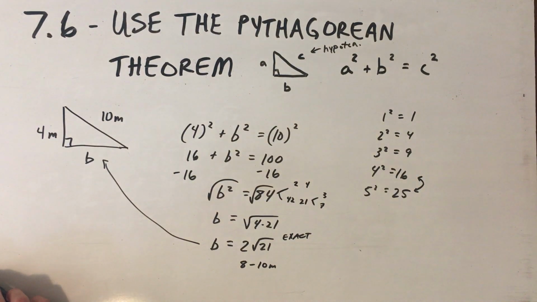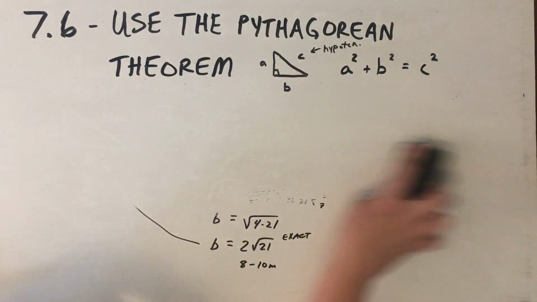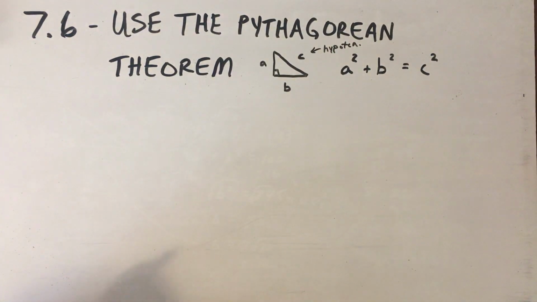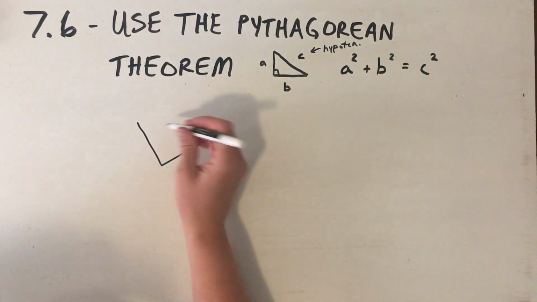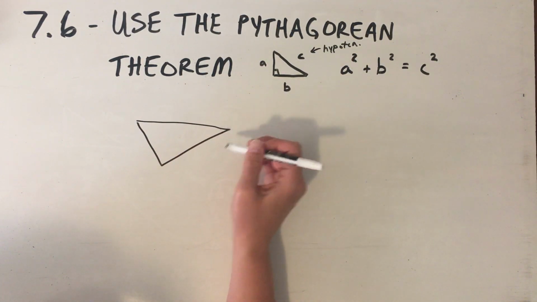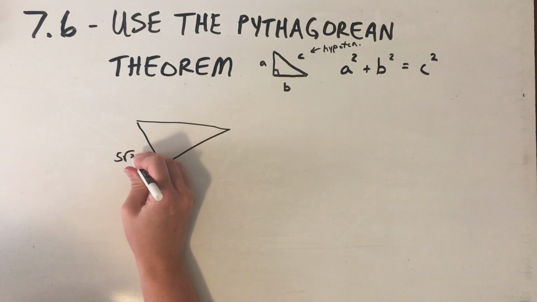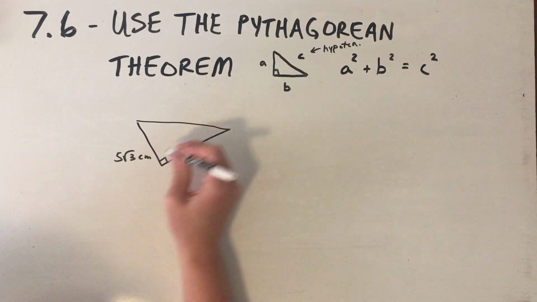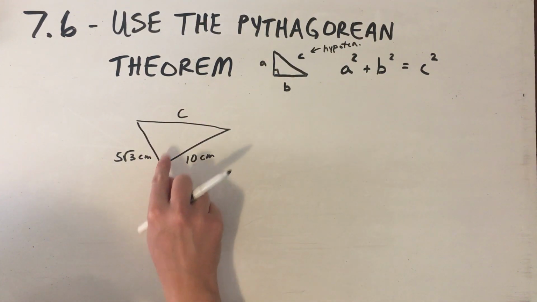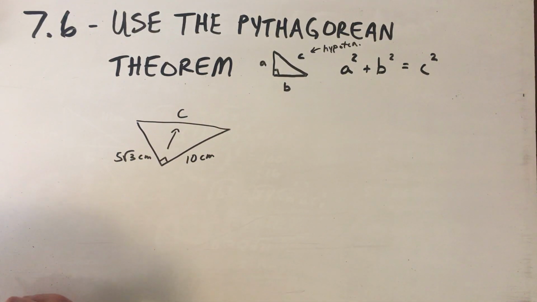Let's do another one where we are missing C instead of a leg. This triangle looks like this, with this being the right angle. This is 5 square roots of 3, and this is 10 centimeters. And we want to know what C is. Again, C is always the side that is opposite of the right angle.